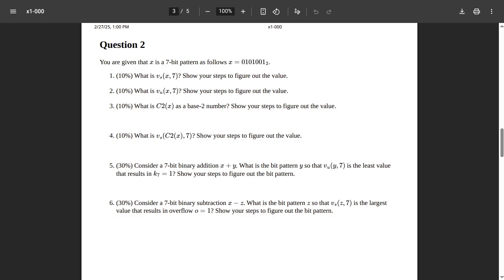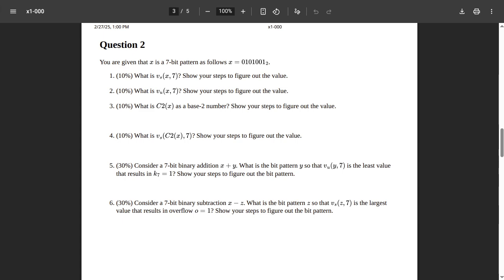All right, number two is the same thing, okay? Show your steps, basically the same thing. 1 plus 8 plus 32 is 41. So now number three is the two's complement of x as a base 2 number. That would flip all of the zeros to ones and all the ones to zeros and then add 1 to the whole thing. So that would be 1010111, because we have to remember to add 1 to the one's complement. I'm just going to write it down because otherwise I forget, because I need that to figure out the rest.